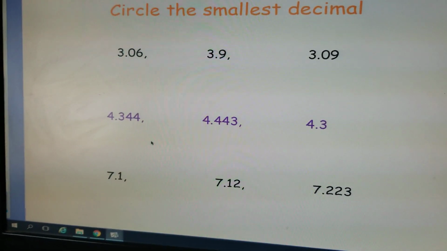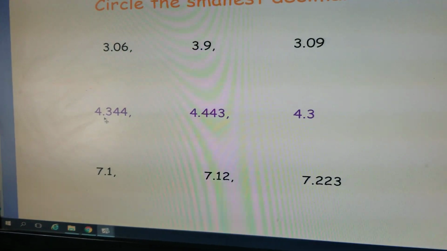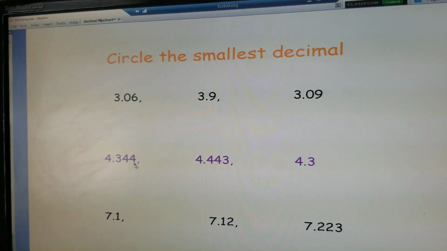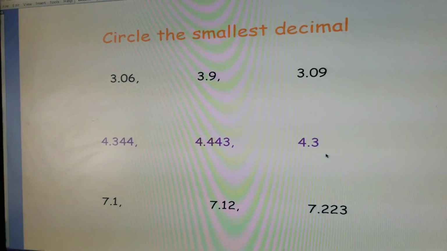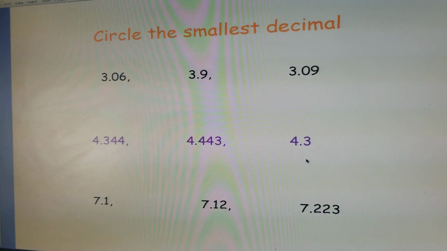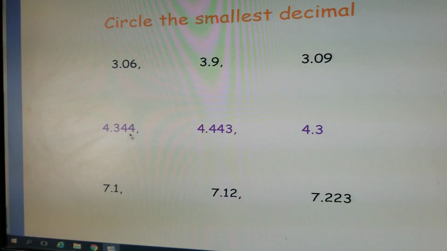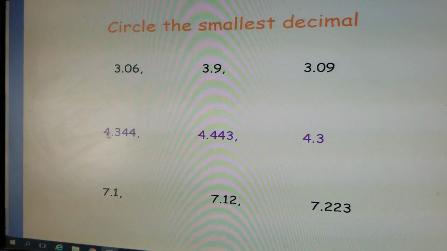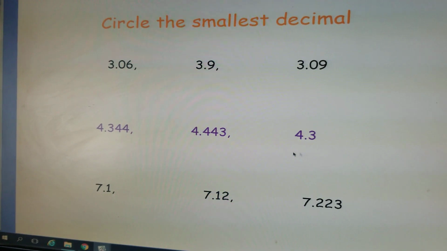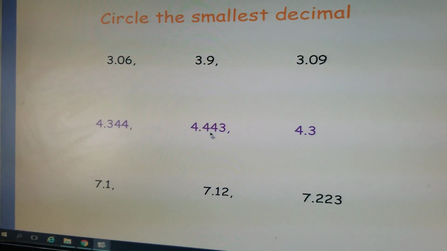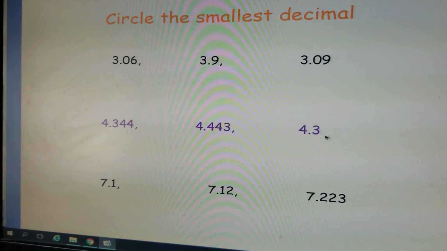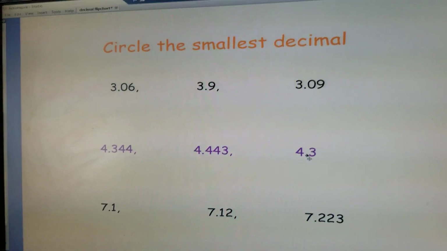Okay, let's look at our next one. 4 and 344 thousandths, 4 and 443 thousandths, and 4 and 3/10. They all look very similar, very close to each other. So sometimes it gets a little confusing. 4 is in the ones place for all. Move on to the next place value. We have a 3, a 4, and then a 3.